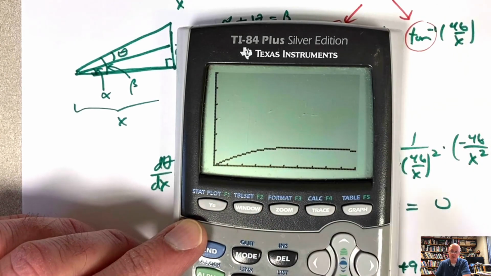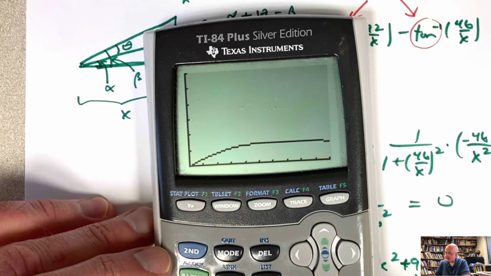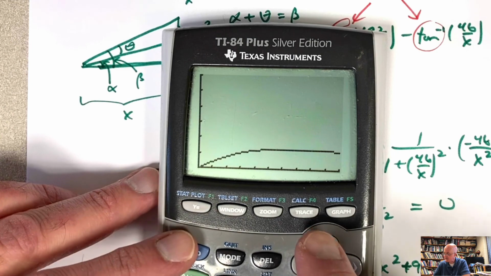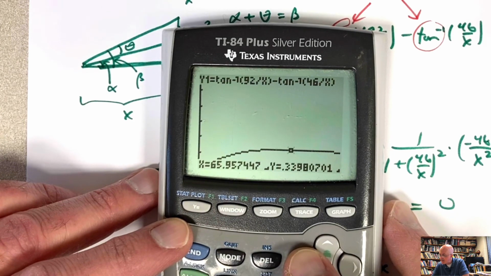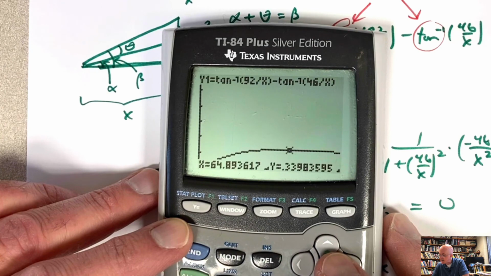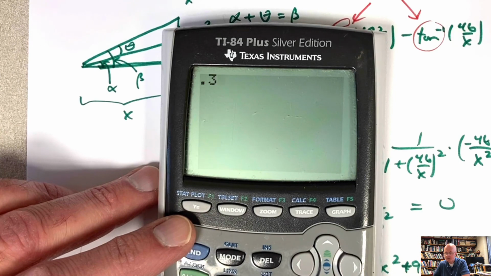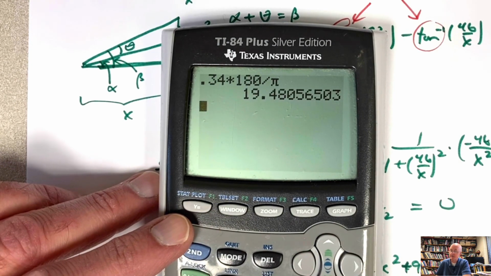Now, the calculator is making the graph look horizontal. It's not really horizontal. There is a maximum value of theta. This x is the horizontal axis, theta is the vertical axis. The maximum occurs at x equals 65, approximately, and that maximum angle there, it would be very close to 0.33, or say 0.34 radians. What would that be in degrees? 0.34, to convert that to degrees, multiplied by 180 divided by pi. It's about a 19.5 degree viewing angle is the best viewing angle that you can have.